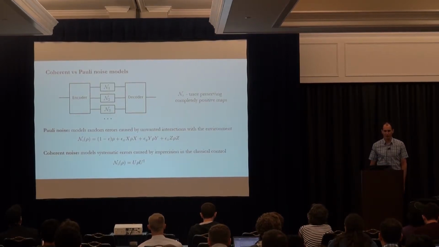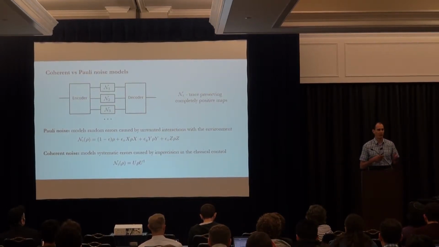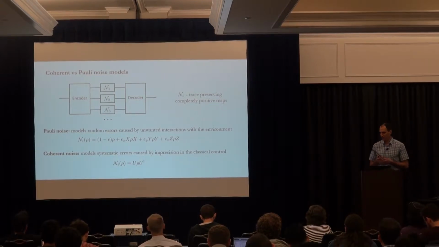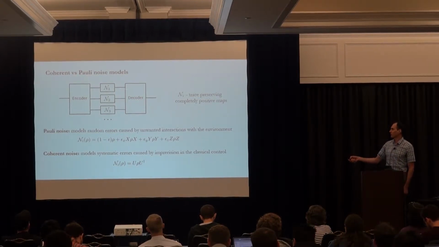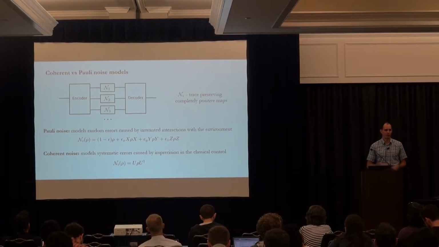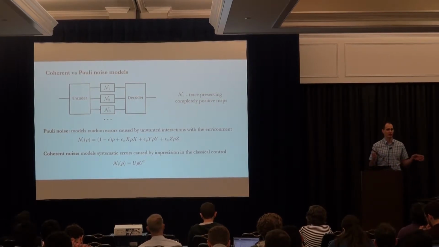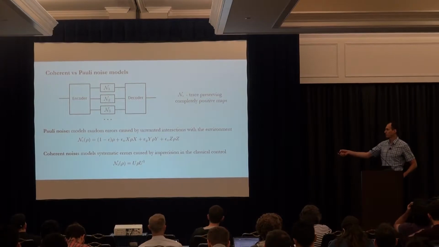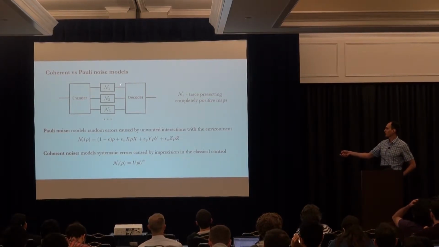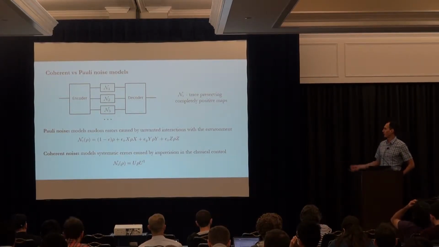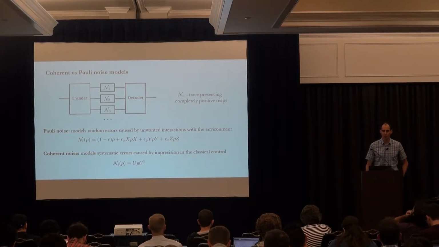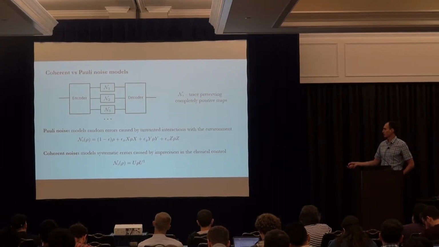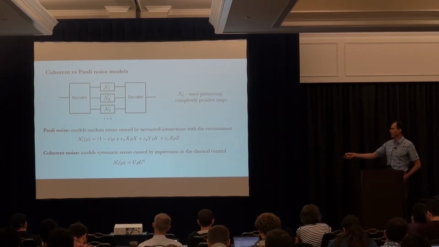Let me start by clarifying what I mean by coherent errors. In my talk, I will consider this very simple model of error correction, where we have an ideal encoder, an ideal decoder, and in the middle we have some noise, which is just a tensor product of some single-qubit noise channels. And there are two extreme cases of this model.